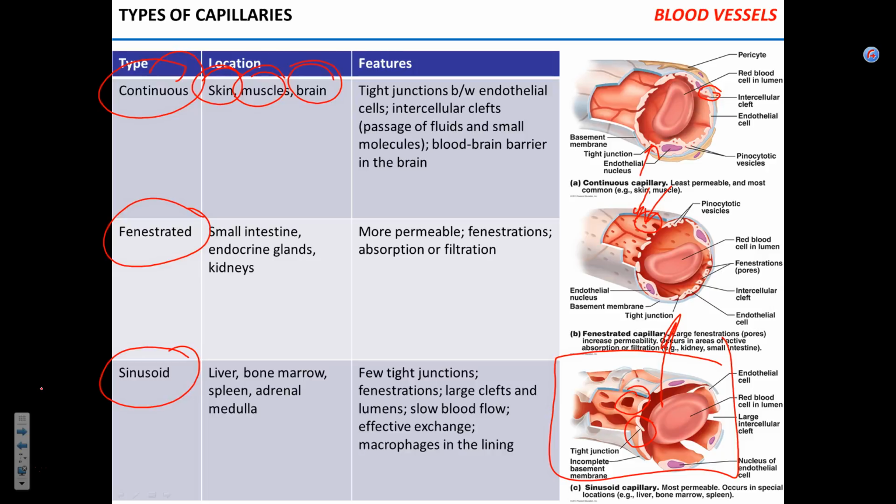Now, to prevent this, at least partially, macrophages, cells that protect against this, can be found in the walls, the epithelial lining of the capillaries. Does that make sense?